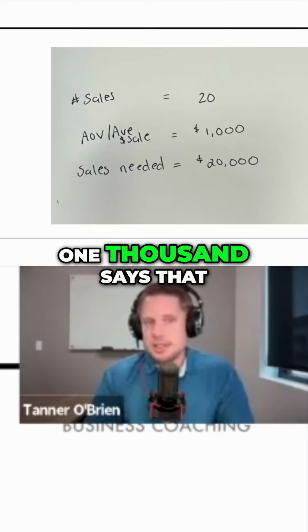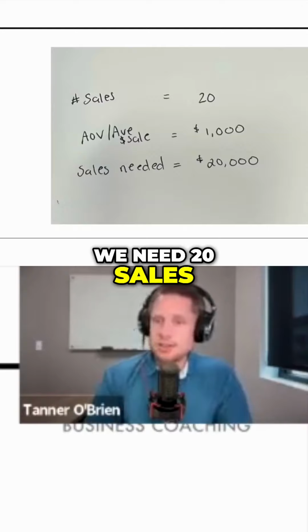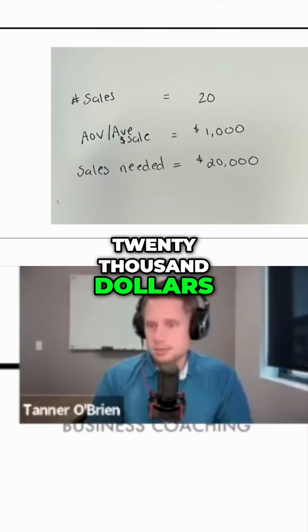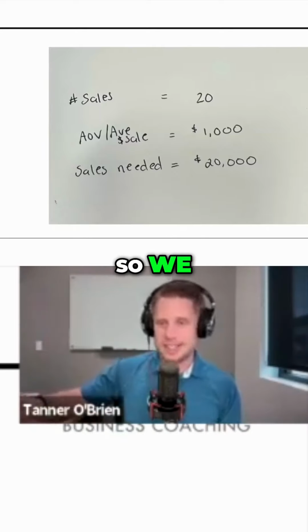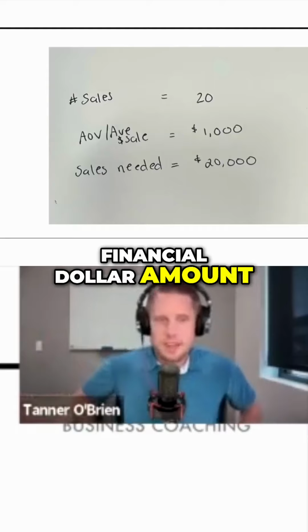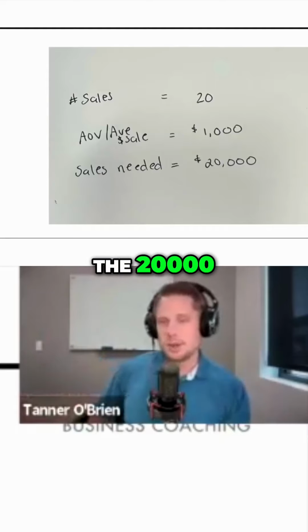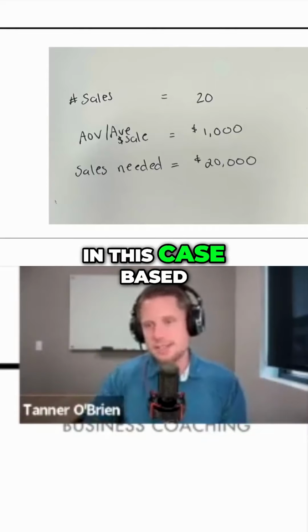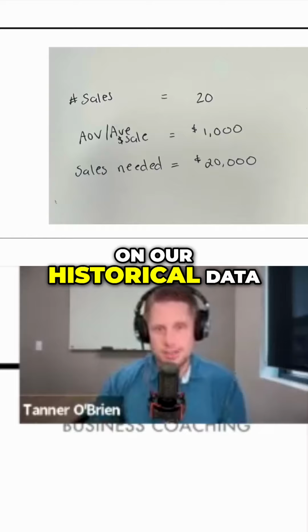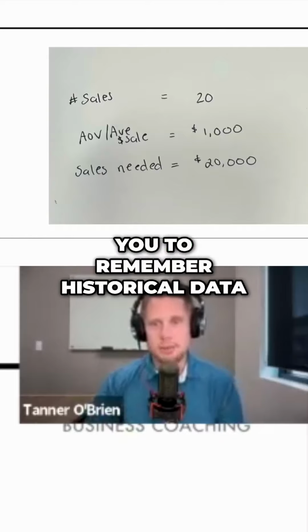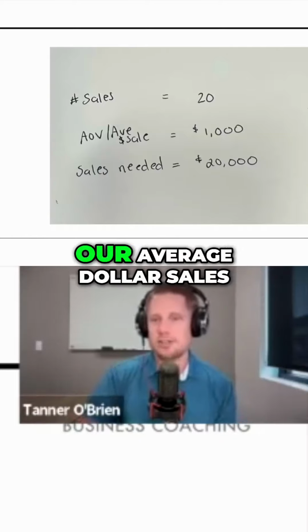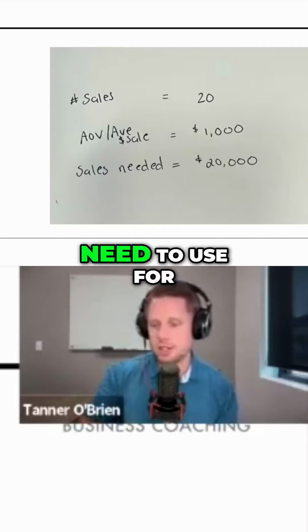20,000 divided by 1,000 says that we need 20 sales in order to get $20,000. We came up with a financial dollar amount and said, how do we get the 20,000? Well, we need 20 sales in this case based on our historical data. There's a key for you to remember: historical data. I know that our average dollar sales is $1,000, so that's the number I need to use for my planning.